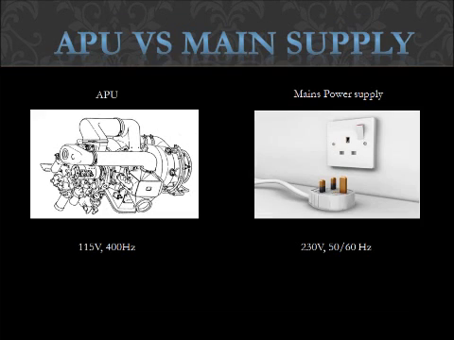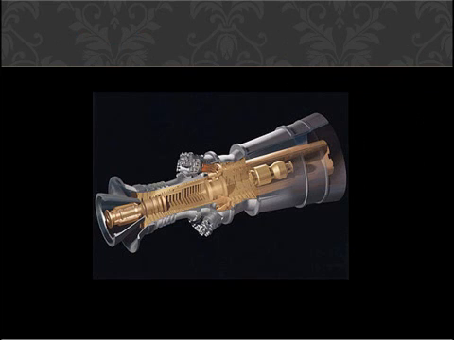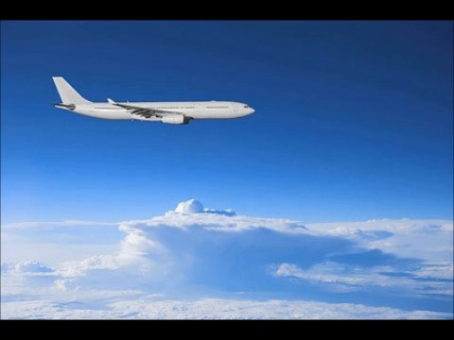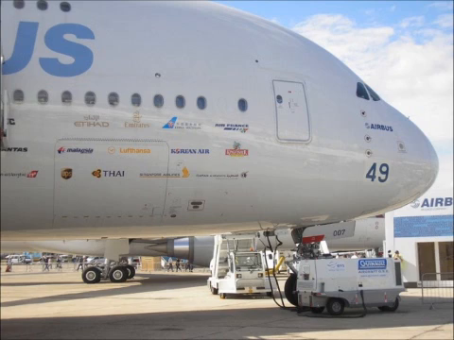The APU produces 115 volts at 400 Hz as compared to 230 volts, 50 to 60 Hz in the main power supply. The APU, also a gas turbine engine, not only produces electrical power supply, but it is also capable of producing pneumatic services for the aircraft on the ground and in the air. Besides that, it also allows the aircraft to be self-sufficient on the ground without the need of any ground power supply.